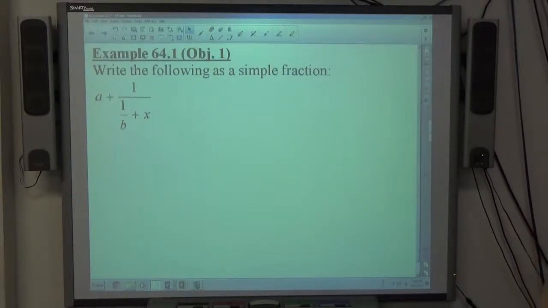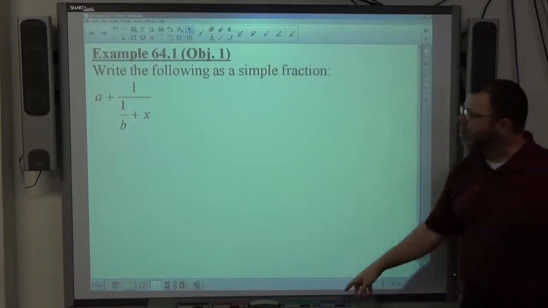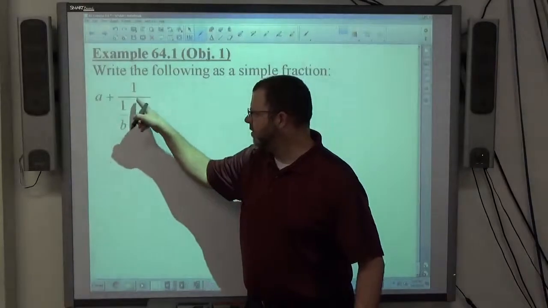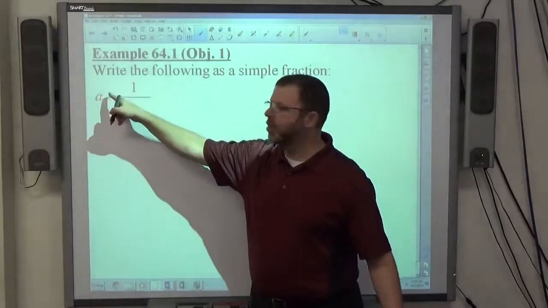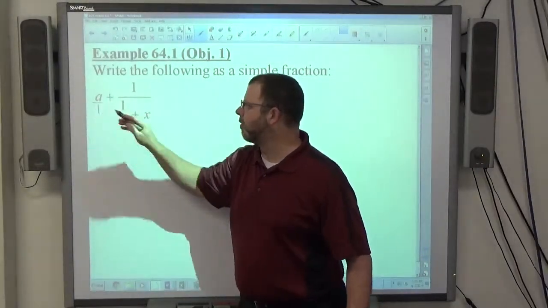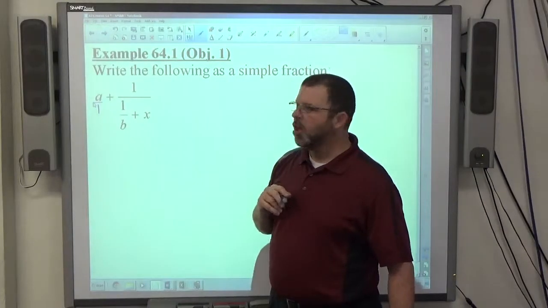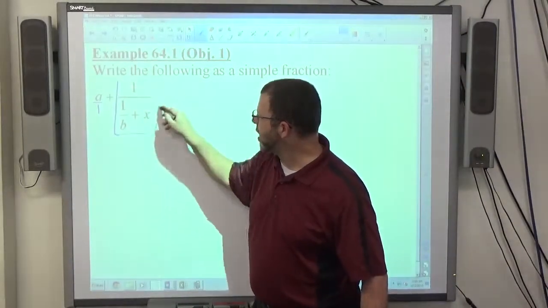1. Write the following as a simple fraction. So what we're doing here is we're adding a whole number structure to a fraction. So if I put that over 1, now it's a fraction, right? But you'll notice the fraction we're adding it to is not a simple fraction.